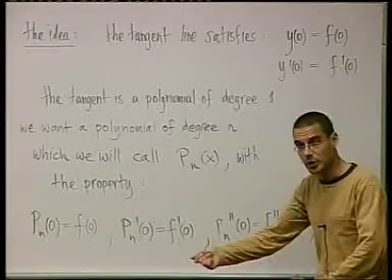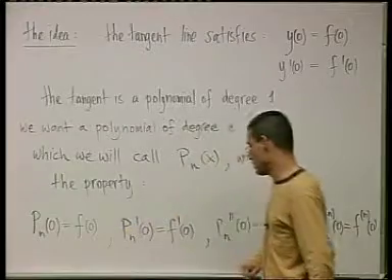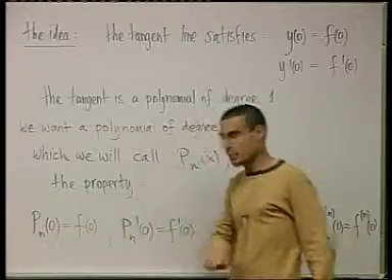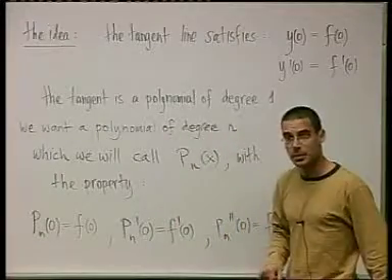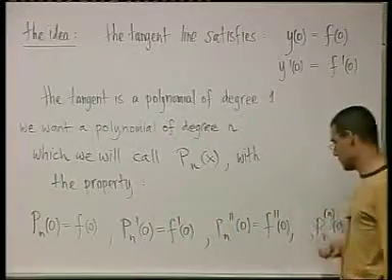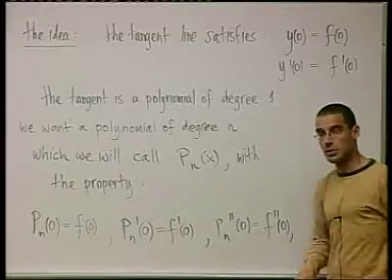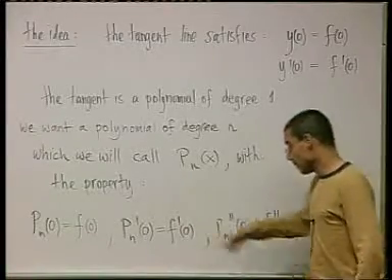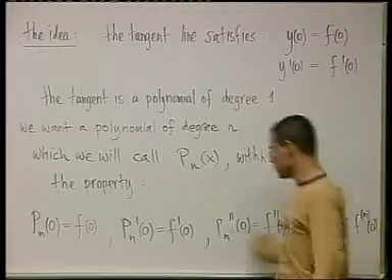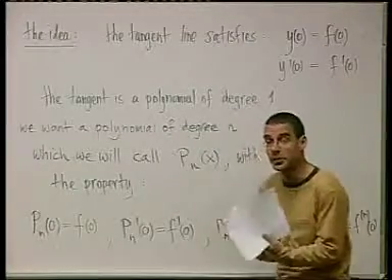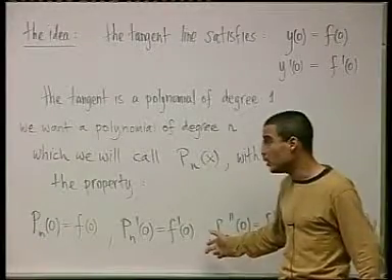Somebody gives me a function. I know what f at 0 is. That determines Pn at 0. I know what f prime at 0 is. That determines Pn prime at 0. I know what the second derivative is at 0. That determines the second derivative of Pn at 0. So somebody gives me the function. I know its derivatives. Those determine the derivatives I'm looking for to have for the polynomial.